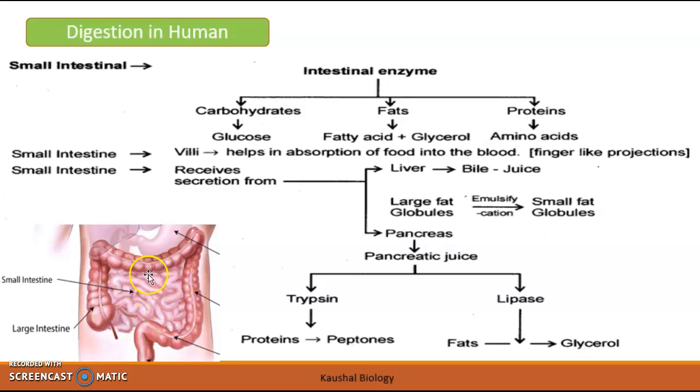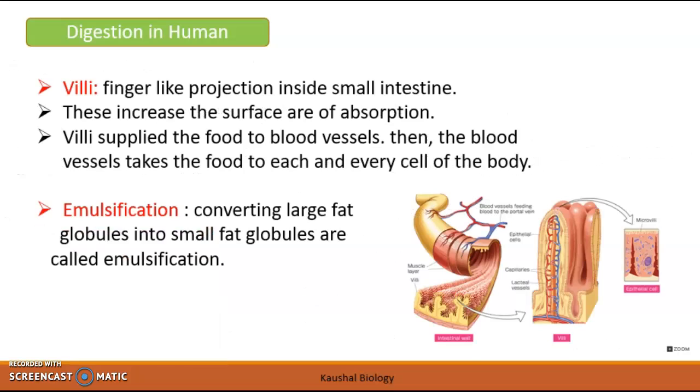You can see here this is the highly coiled structure, small intestine. So ये part जो है वो small intestine है. Okay, fine. Yes, here the definition of villi, it is a finger-like projection which is present in the small intestine. What is the function? It increases the surface area of absorption. Now this villi is supplied with the food to blood vessels. यहीं से जो भी digested food है वो blood में जाता है and now this blood will be reaching to each and every cell of the body or it will be utilized.